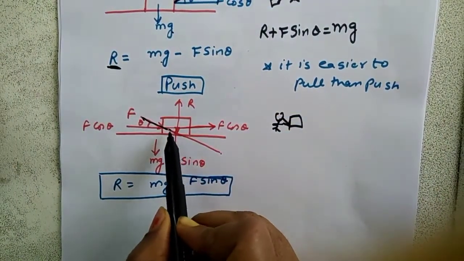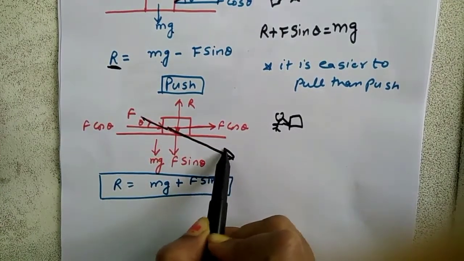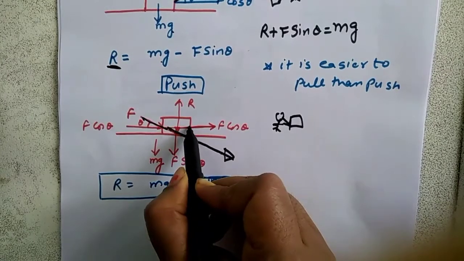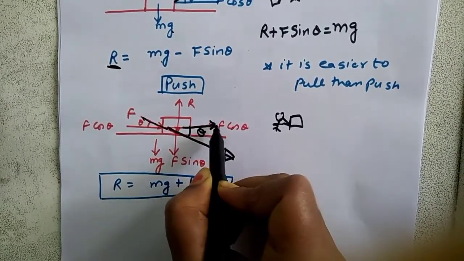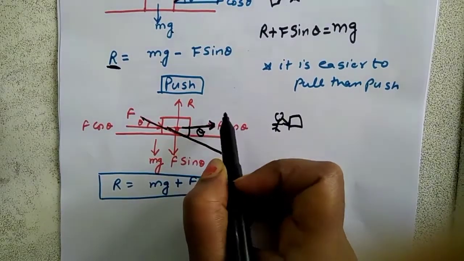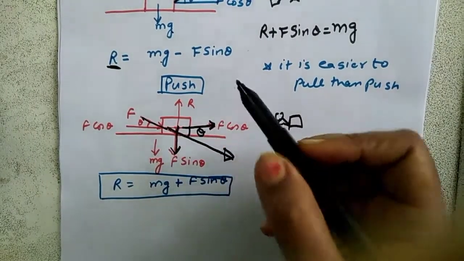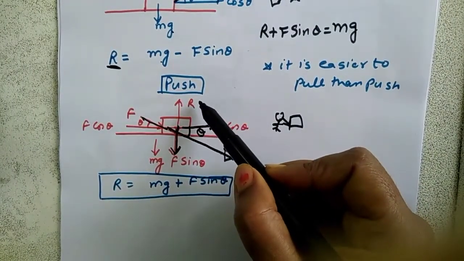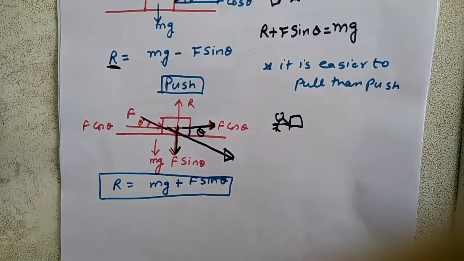Smartly, to resolve it into components of force, I extend it up to here like this. This is making an angle theta in a parallel direction. So this is the F cos theta component and this one is the F sin theta component. Now if I write net R, you can see mg and F sin theta are in the same direction. So R is equal to mg plus F sin theta.